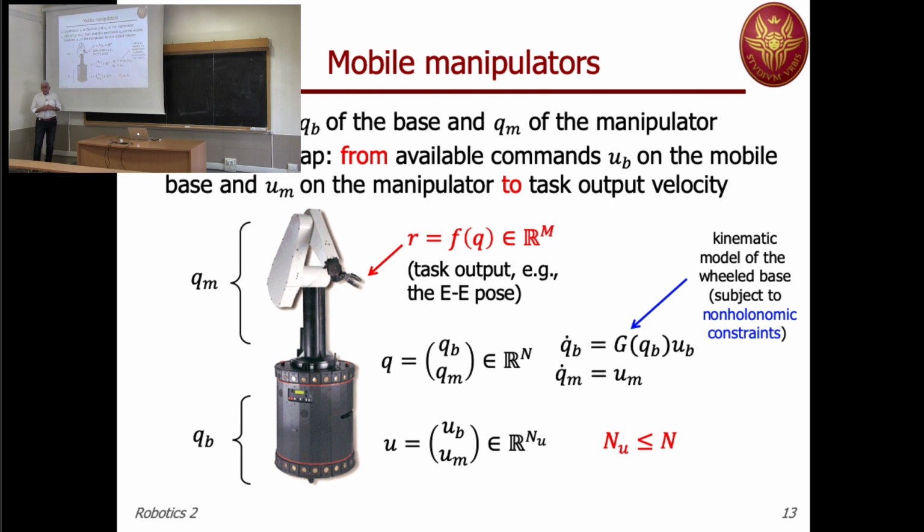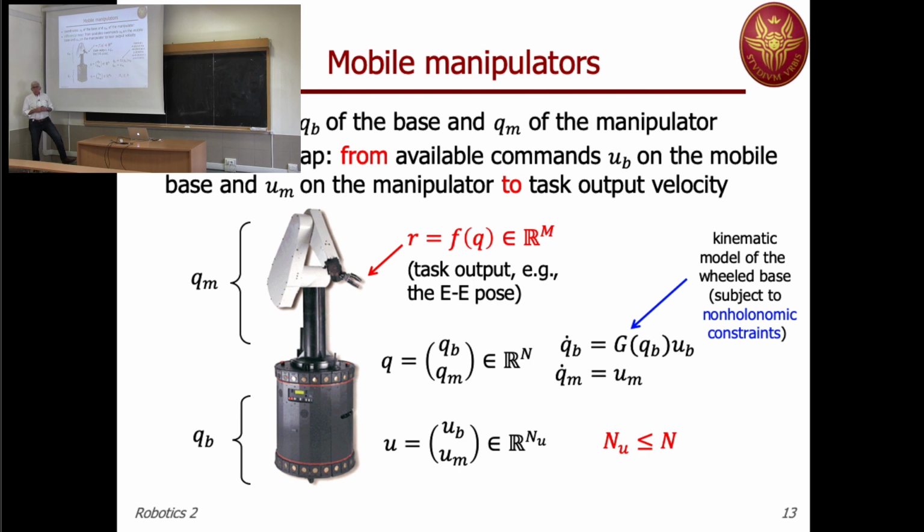We define also a task variable, so the variable to which we assign some desired task behavior. This will be parameterized by a variable r, which is a function of the configuration, and we assume that this vector r has dimension m. Of course, this will be a function of the whole configuration of the robot, not only of the manipulator, but also of the position and orientation of the base.